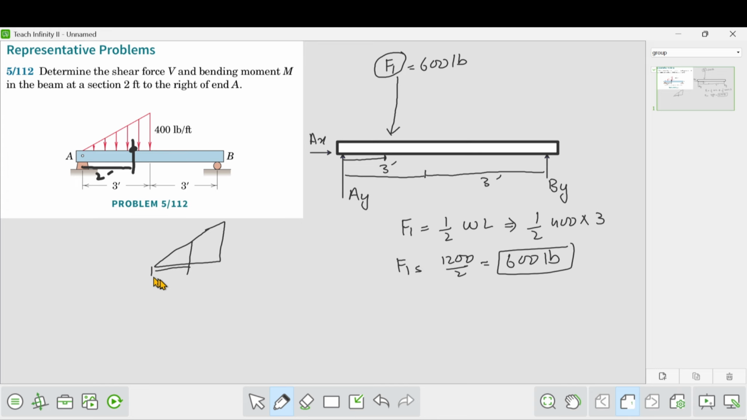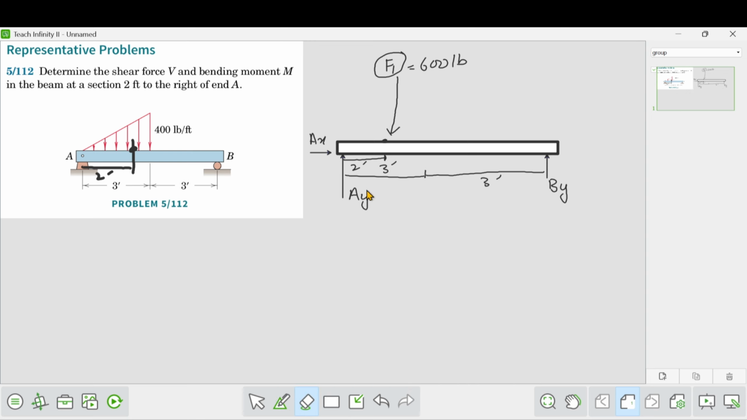Okay, so for finding this length, it will be 2L divided by 3, and for finding this length, it is L divided by 3. So 2 into L, which is 3 feet, divided by 3. The 3 will cancel with 3. It will be 2 feet. So we have found the accumulation of F1 at this point, 2 feet from support A.